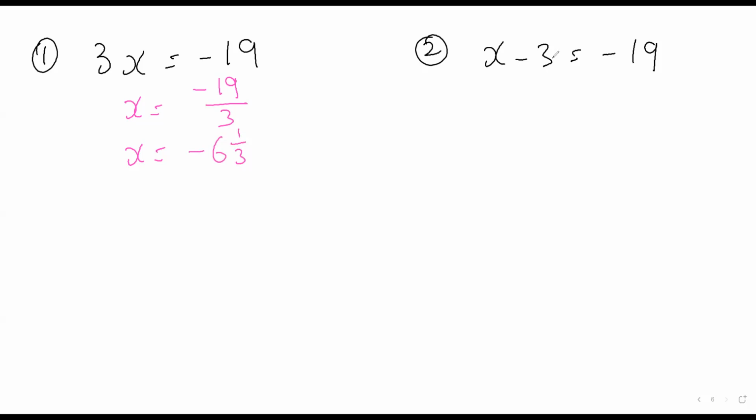This one now, the old laws we're going to use, the addition and subtraction laws. The inverse of taking away 3 is adding 3. So minus 19 add 3. Different signs, we're going to find the difference and keep the bigger sign. So this is minus 16. So you see the difference in the two, right? Nice. So these are some examples for you to be thinking about.